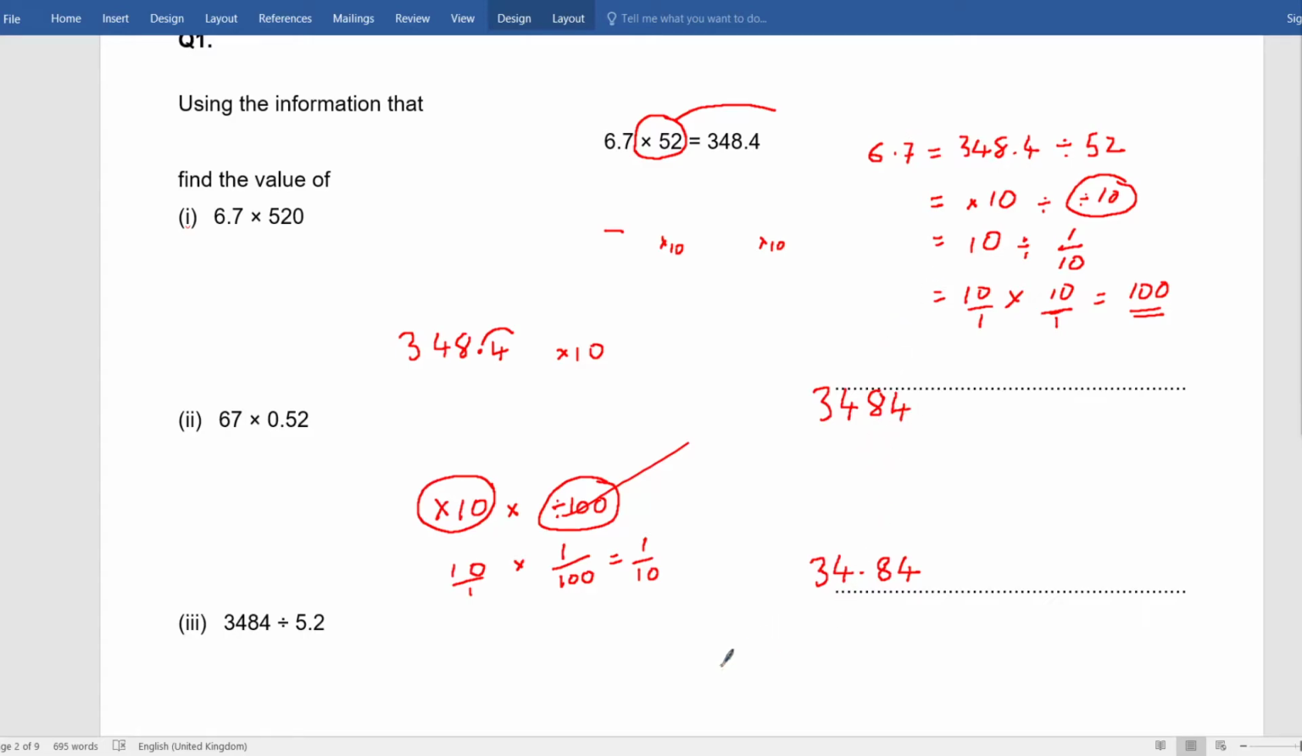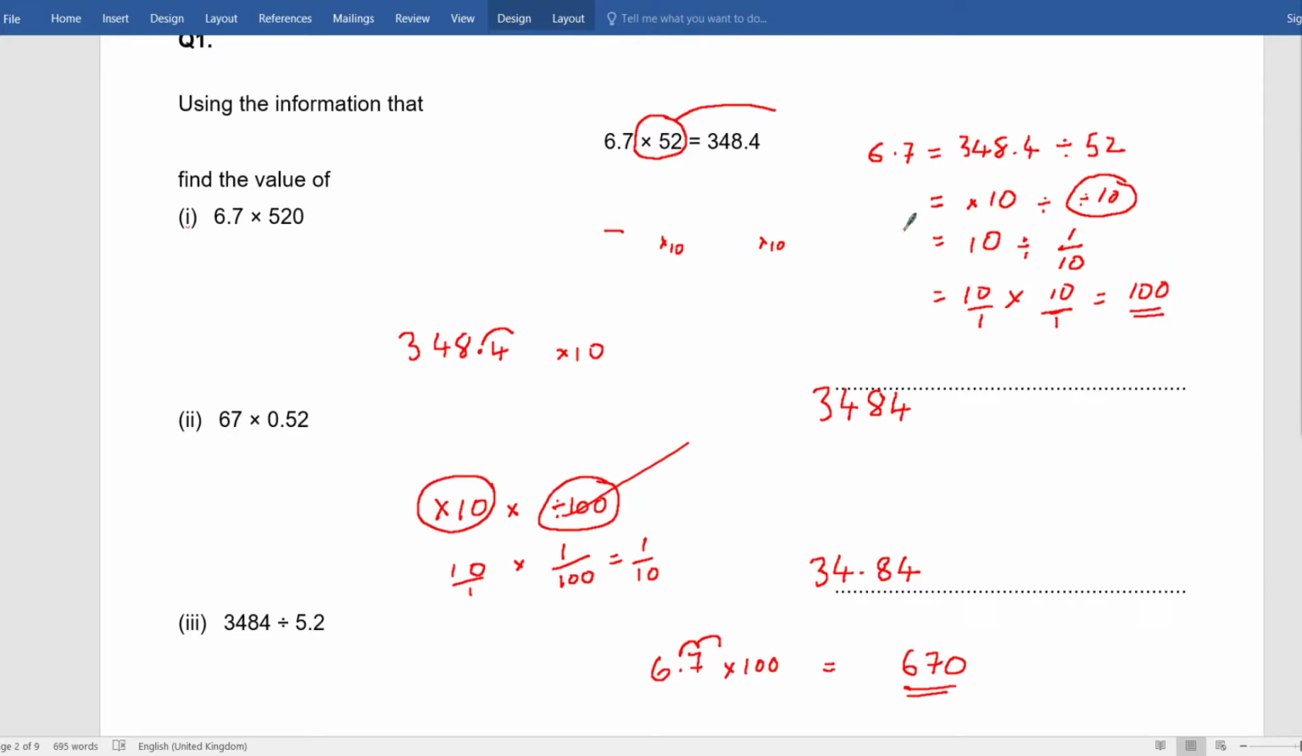So that's going to be, let's just put it here, 6.7, multiply that by, sorry, not 10 times bigger, 100 times bigger. So the answer here is 100 times bigger. So if we times that by 100, it would jump 2 places there. So the answer is going to become 670.